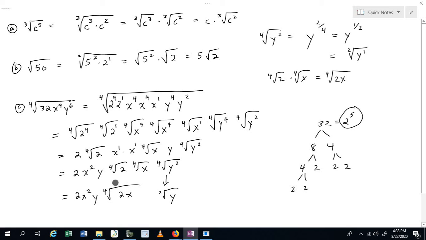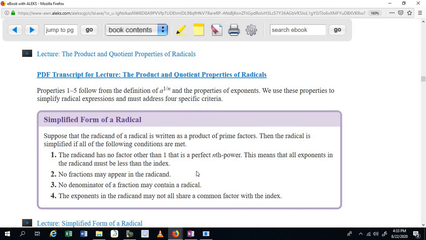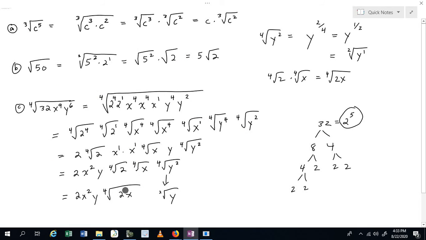And we can check this, okay? I'll just quickly run through and check. The first property is that the exponents in the radicand must be less than the index. So let's check that. These are all to the first power. And they're less than the index, right? 1 is less than 2, and these ones are less than the 4. So that's satisfied.